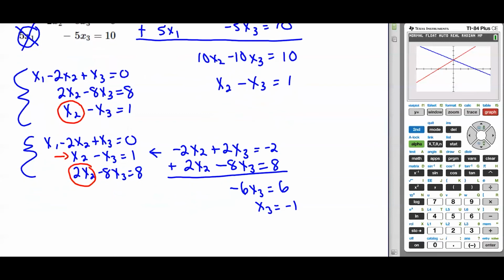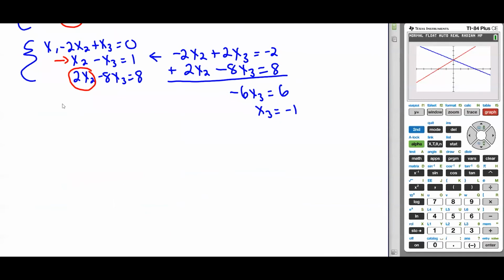So again, I'm going to rewrite my system to show that I eliminated that x2 from the third equation. So this will be x1 minus 2x2 plus x3 equals 0, and then x2 minus x3 equals 1. And then the last equation just says x3 equals negative 1.